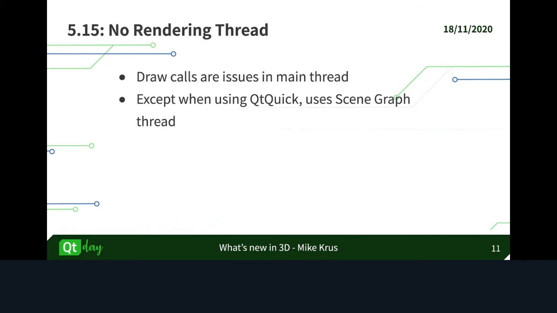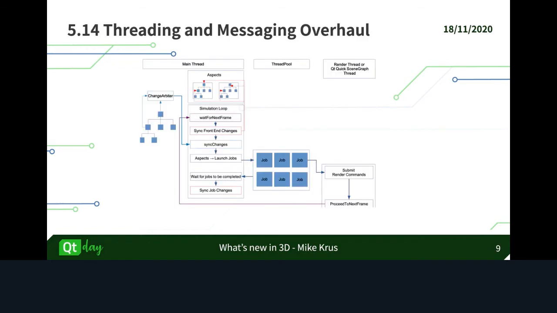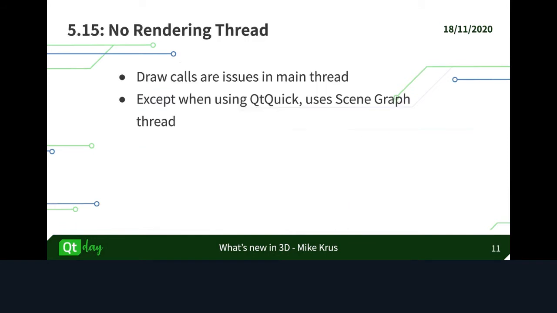Okay, in 5.15 we went one step further. We actually removed the rendering thread also. So if we go back here, we still had the rendering thread and the draw calls were issued in the rendering thread. 5.15 removes that, and the draw calls are executed either in the main thread or in whatever thread QtQuick is using when you're using the Scene3D and the QtQuick embedded version of Qt3D. So depending on how the scene graph thread is set up, it might be the main thread or it might be another thread. It's platform dependent, and yeah, it can be controlled by the user.